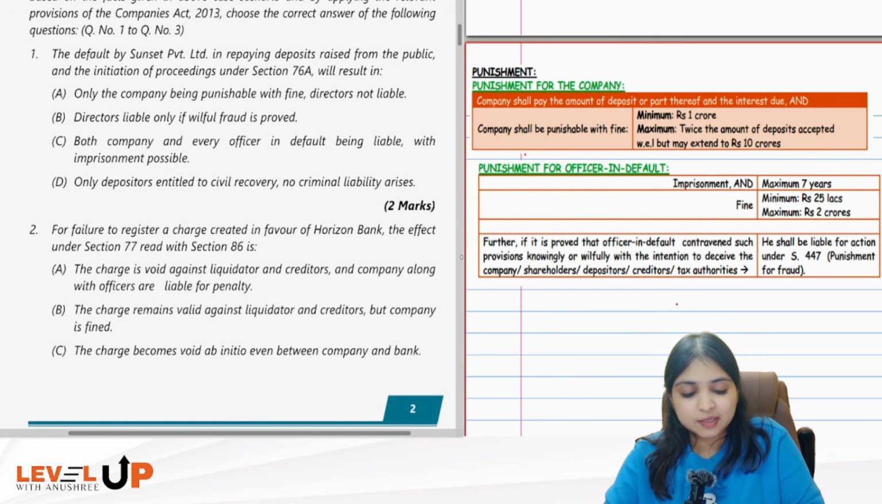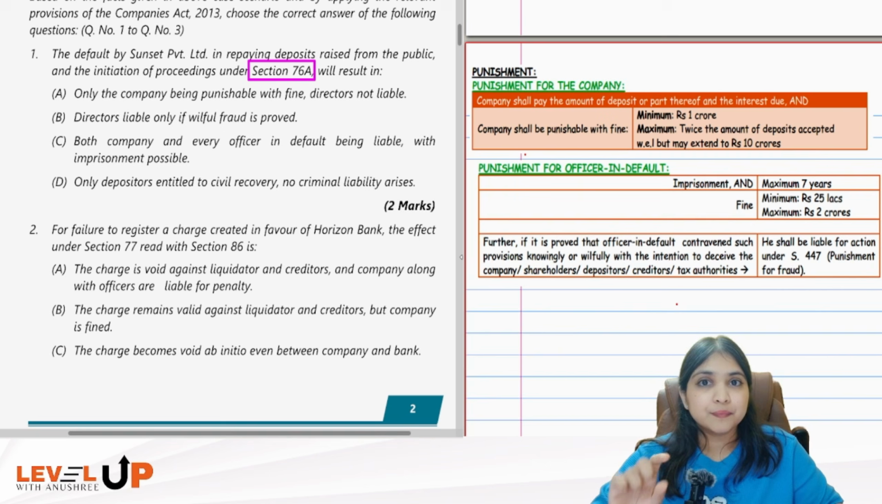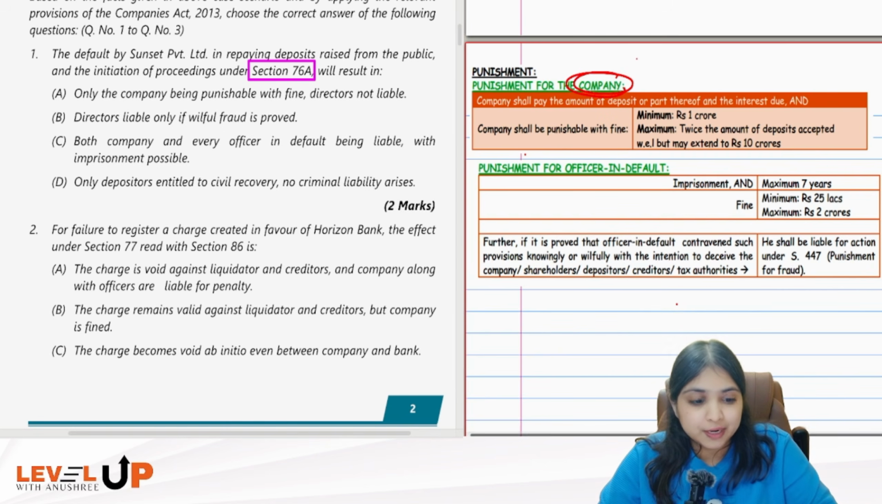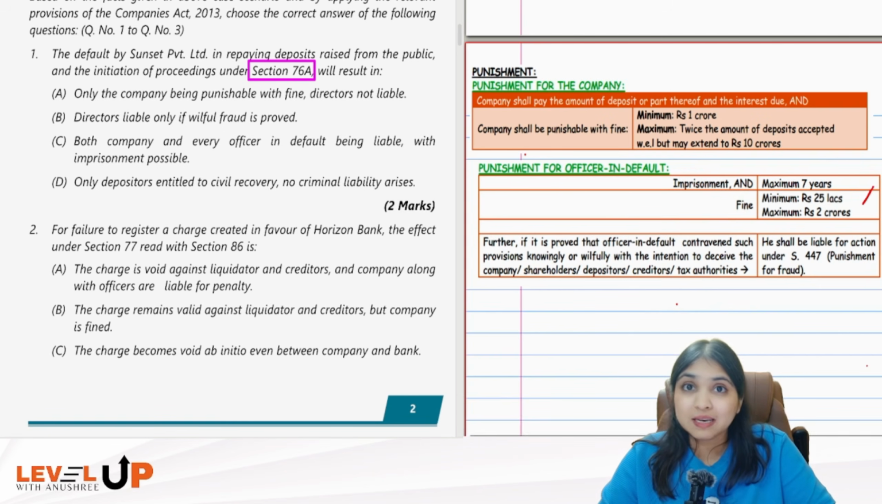Basically, the question is about Section 76A, the punishment section. So, in case there is a violation with respect to the deposit provisions, the company is also punished. The officer in default is also punished. This is your Section 76A. Company is also punished. Officer in default is also punished. The company's punishment is fine which is minimum 1 crore and maximum 2 times the amount of deposits. The officer in default's punishment is imprisonment and fine, guys. Imprisonment maximum 7 years. Fine will be minimum 25 lakhs and maximum 2 crores.